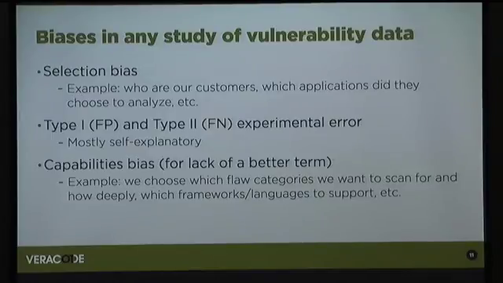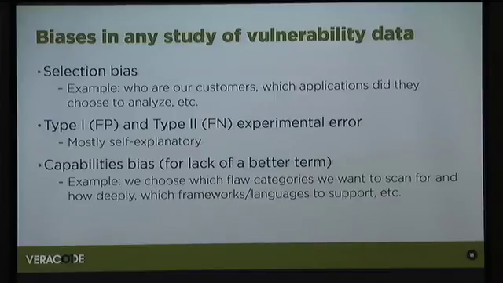Type 1 and type 2 experimental errors. So in automated software vulnerability scanning, you have a thing called false positives and you have a thing called false negatives. A false positive is when you detect something and it's not really real. A false negative is when you fail to detect something that is actually there. And so that's, of course, going to happen, whether it's a manual pen test by a human or an automated analysis being done by a computer, you're going to have false positives and false negatives. That's expected. That's baked into the data.